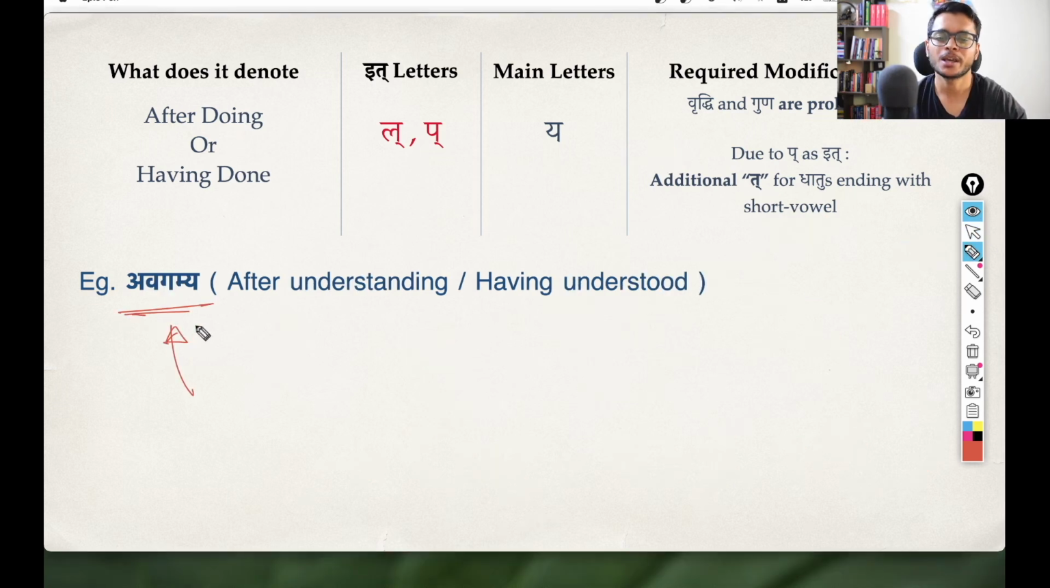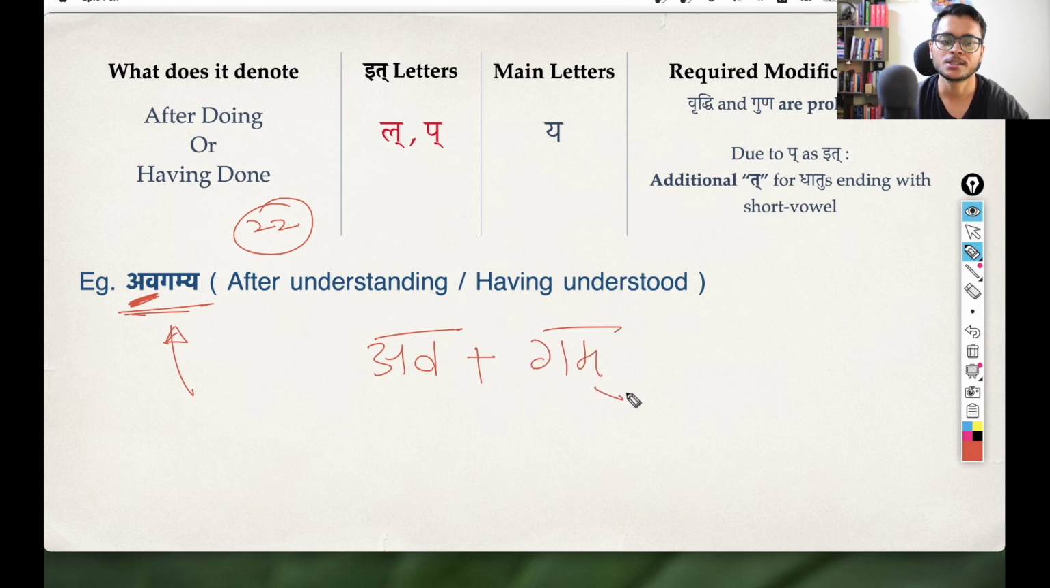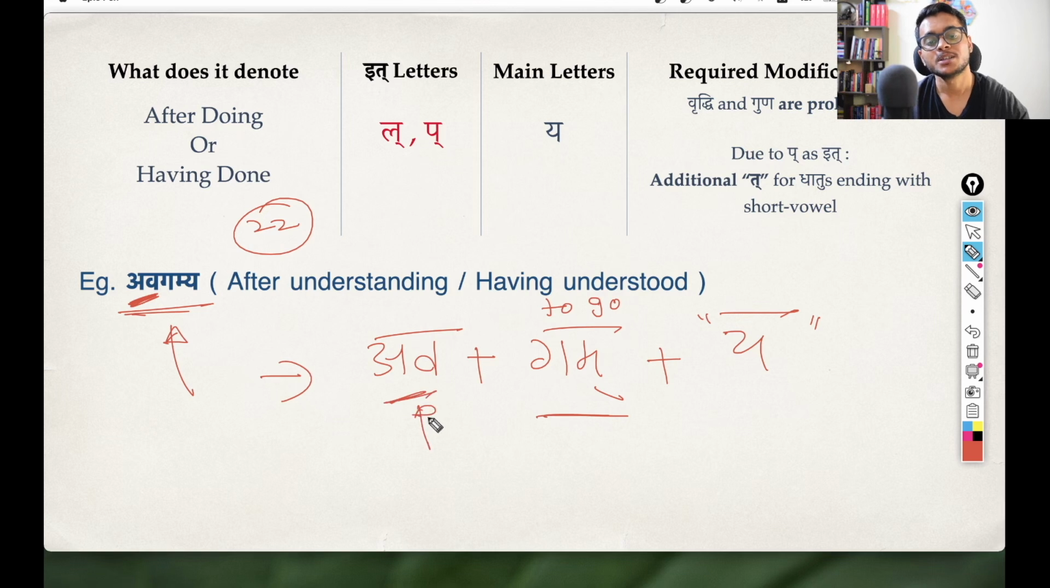And again, just by looking at it, first try to identify the upasarga. If you know those 22 upasargas, you will immediately identify this ava as one of the upasargas. So what you are left with is gam. And then you have this lyap. From lyap we get the ya as the main content, right? Now gam dhatu again, as you know, means to go. And with this prefix ava, the meaning becomes to understand, to know something. See how this prefix is completely changing the meaning of this dhatu. Gam dhatu means to go, but with ava, the meaning becomes to understand. So ava plus gam, to understand.